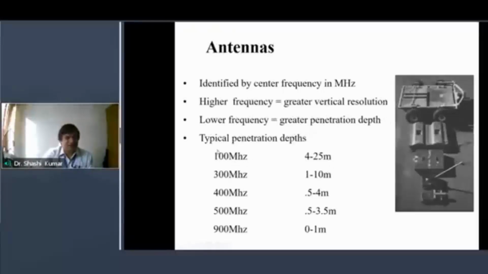Here one can see that for 100 megahertz, one will have penetration up to 4 to 25 meters. 300 megahertz, 1 to 10 meters. 400 megahertz, 0.5 to 4 meters. 500 megahertz, 0.5 to 3.5 meters. 900 megahertz, 0 to 1 meter. So it depends on the soil condition also, because if the soil is completely dry, it might be possible that penetration may be more even with the small frequency GPR.